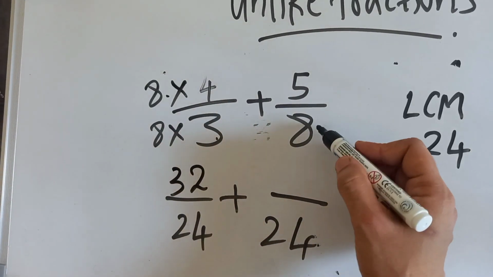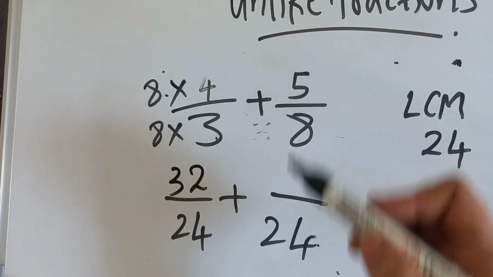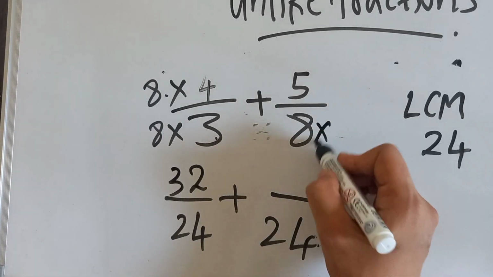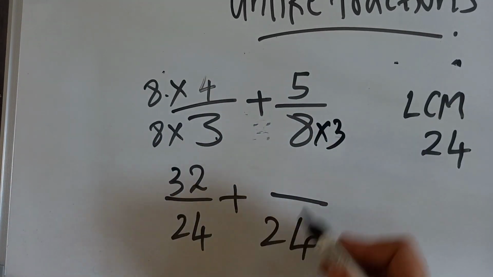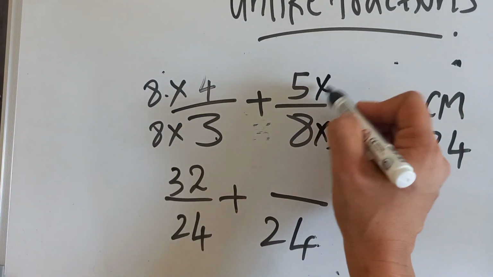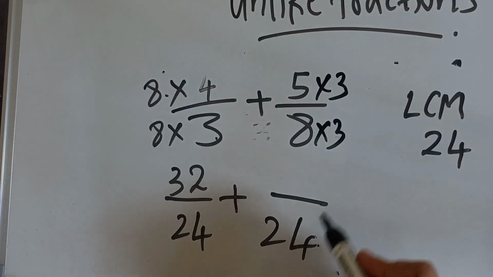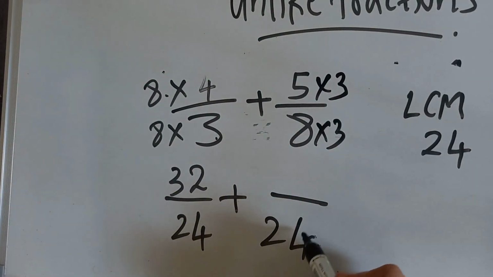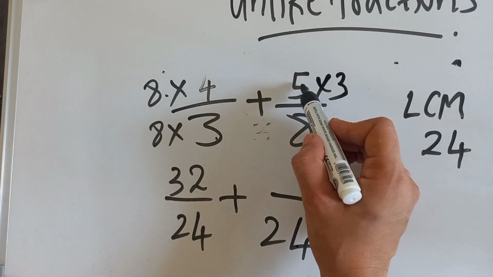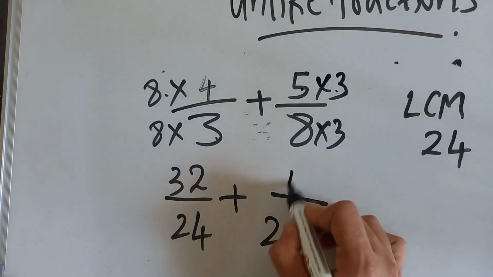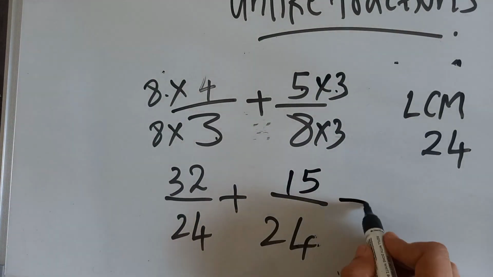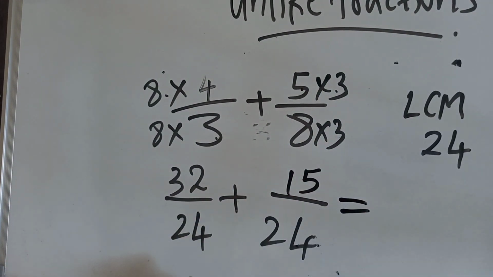Now the second denominator is 8, and you have to convert that into 24. For that you have to multiply by 3. The same operation you have to do in the numerator. So multiplying by 3, the denominator will become 24, and the numerator is 5 multiplied by 3, which is 15. Now this is a like fraction because both denominators we have made common.